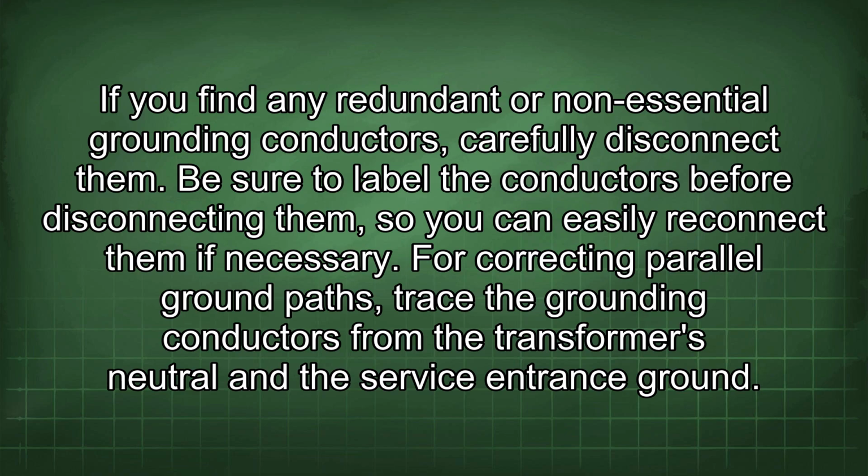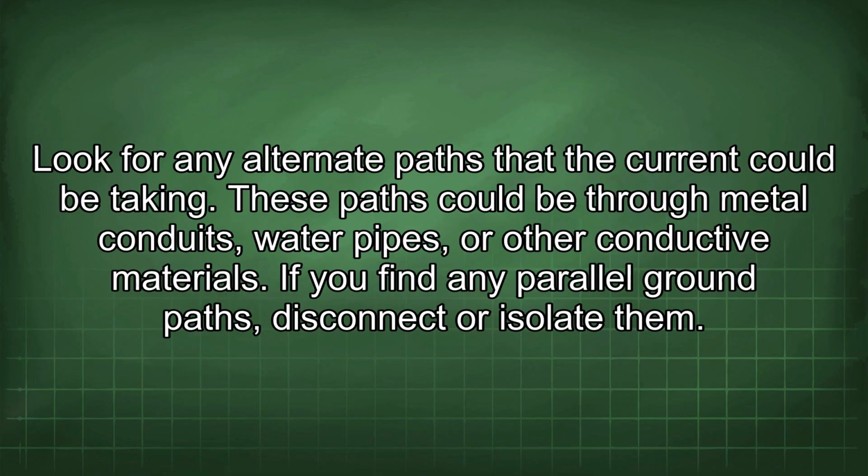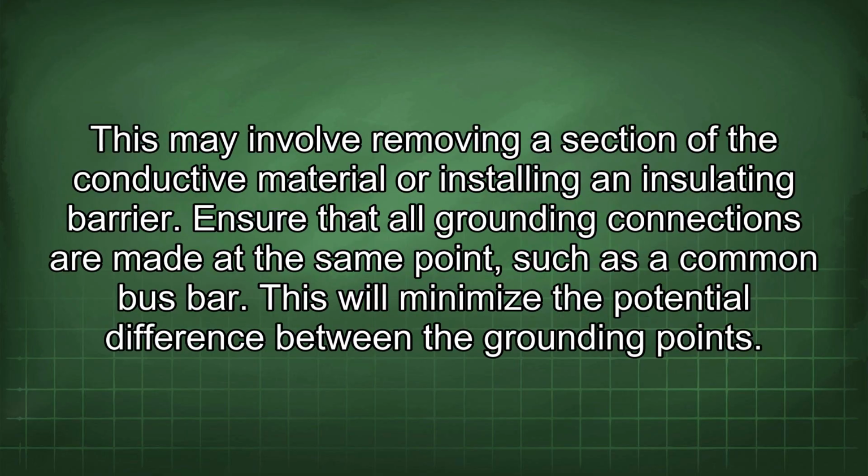For correcting parallel ground paths, trace the grounding conductors from the transformer's neutral and the service entrance ground. Look for any alternate paths that the current could be taking. These paths could be through metal conduits, water pipes, or other conductive materials. If you find any parallel ground paths, disconnect or isolate them. This may involve removing a section of the conductive material or installing an insulating barrier.